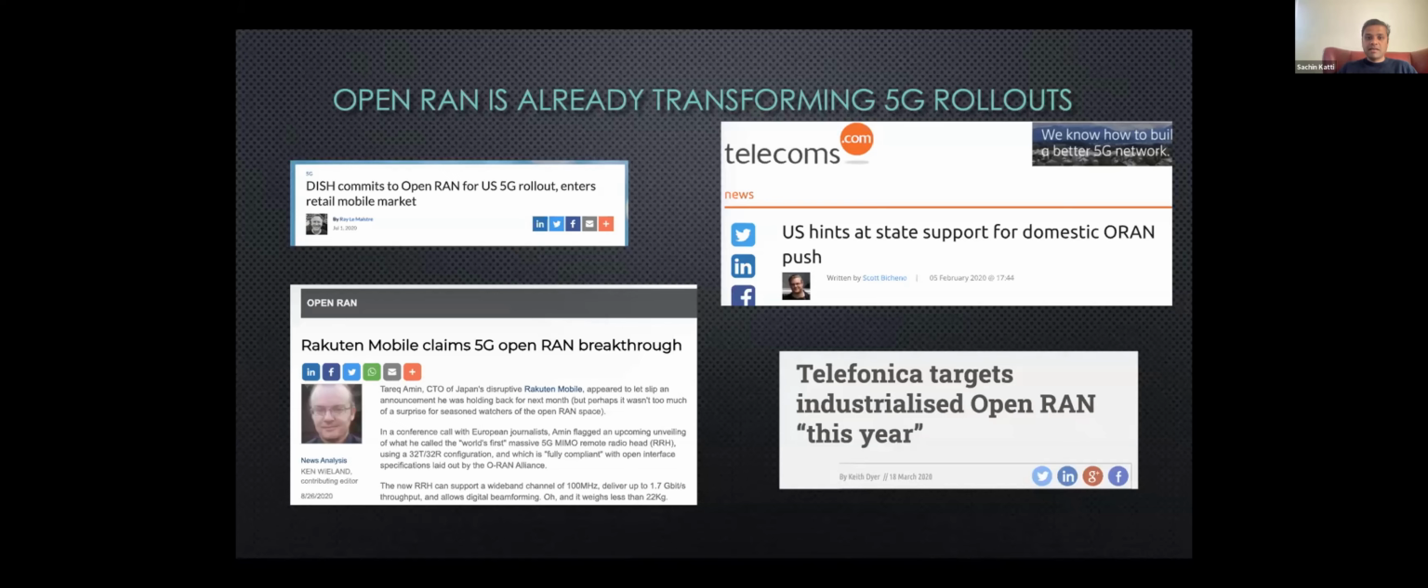So Dish is an example here in the US, where they're going to be rolling out a US-wide standalone 5G network that is going to be fully ORAN compliant and is going to have all of the capabilities that I'll talk about in a minute. But Rakuten did it in Japan a couple of years ago, and now they are transforming it into a 5G network. And a lot of bigger, more conservative operators, right? So Verizon, Telefonica, Vodafone, a bunch of them around the world are now beginning to deploy an ORAN compliant network as they start rolling out 5G.